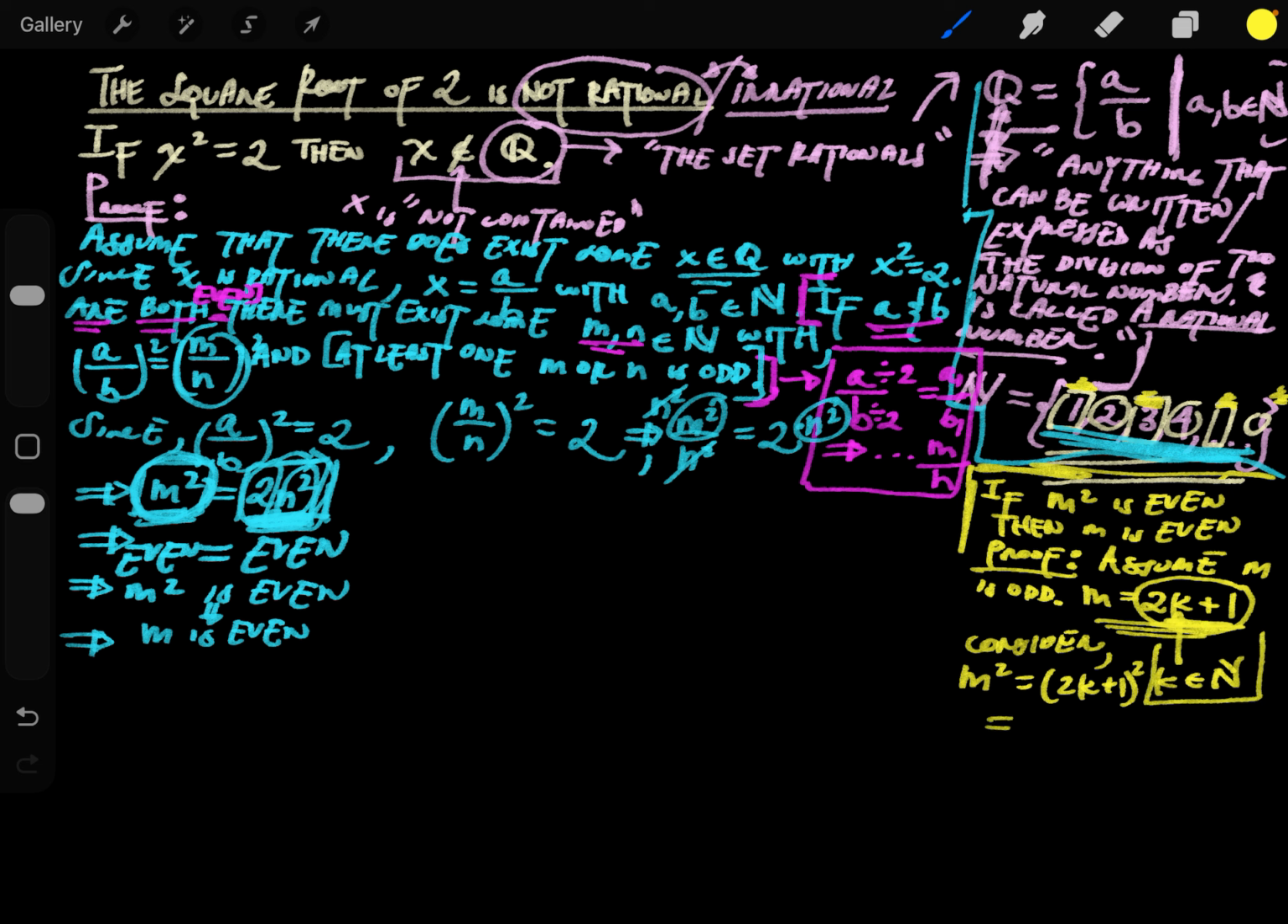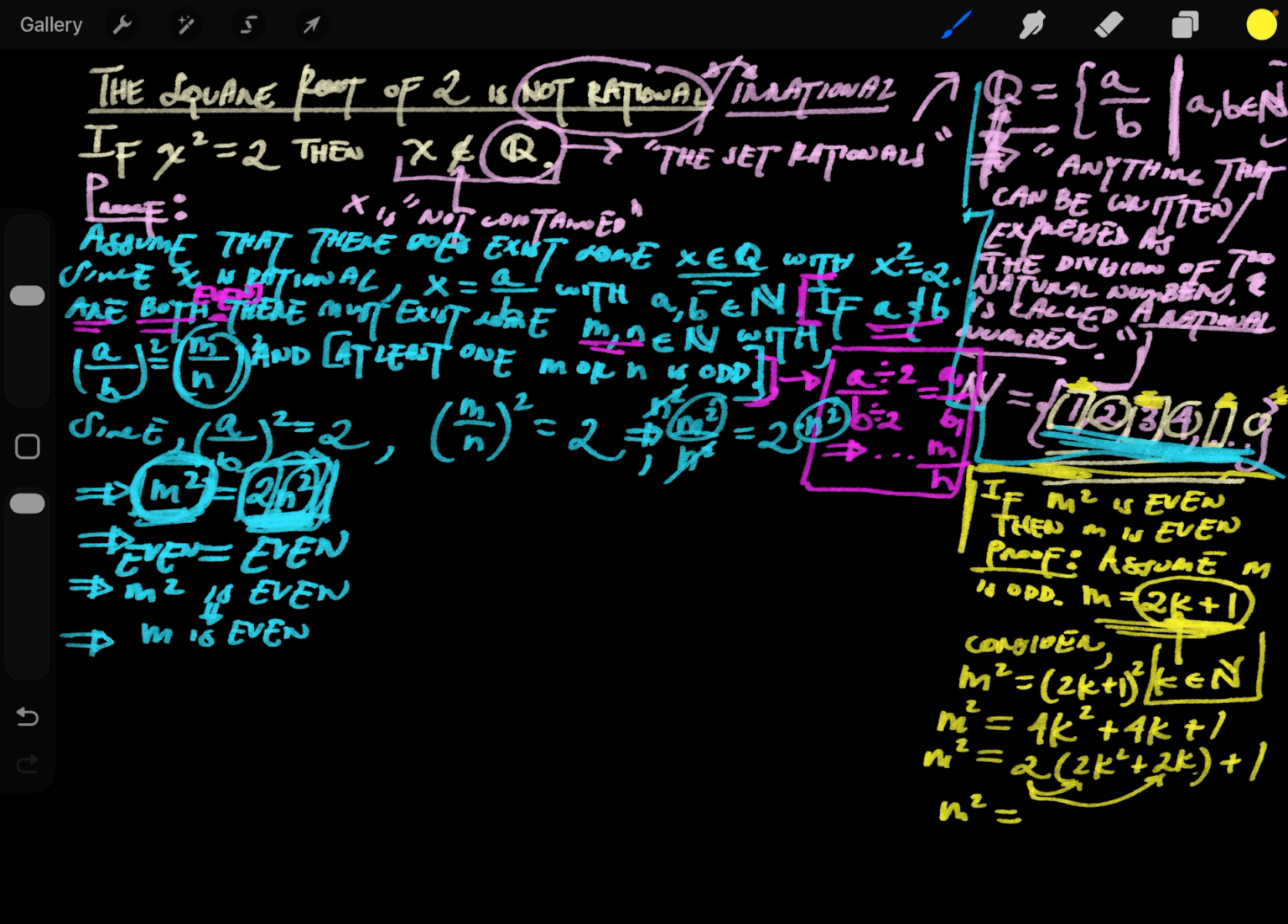2k plus 1 squared, take your time, FOIL it out, is 4k squared plus 4k plus 1. And then this is 2k squared plus 2k plus 1 when I factor out a 2. You can check: if I distribute the 2 back, I get back the original one. So I have that m squared is equal to this.